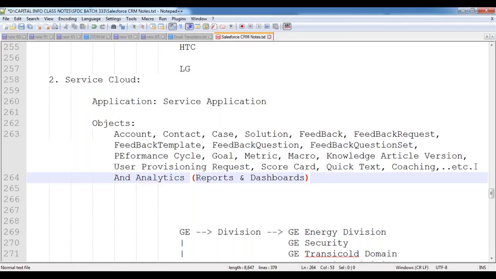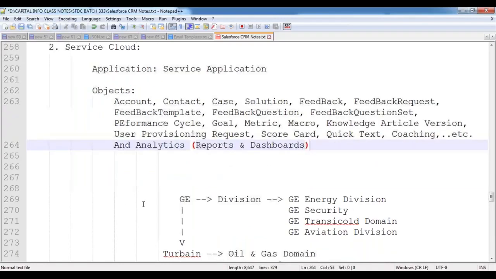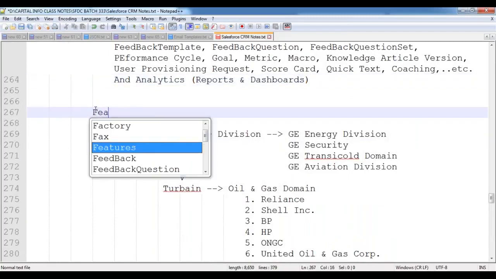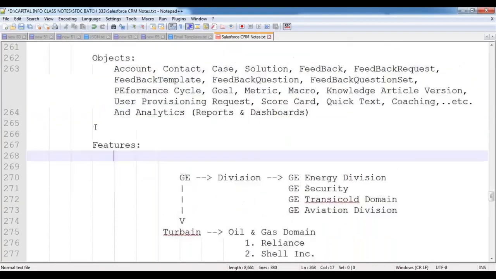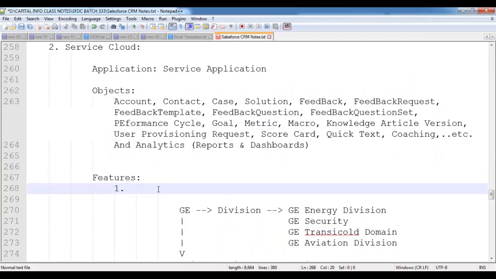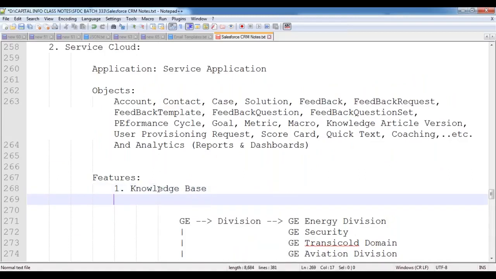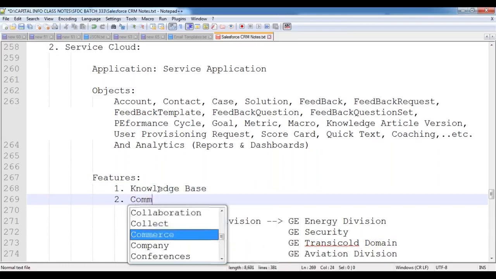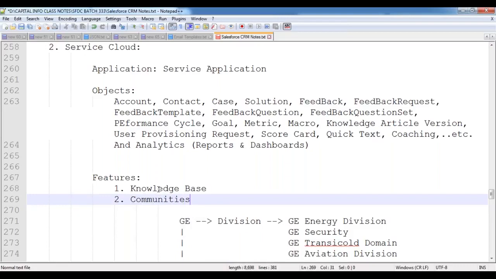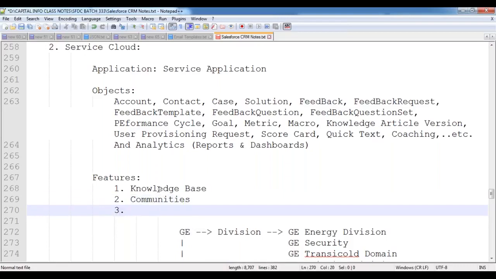Now, as part of the Service Cloud, Salesforce is not only giving the service application, Salesforce is giving some additional features also. Few more additional features have been given by Salesforce as part of this service application. The first feature is the knowledge base. Second one, the communities. Third one, live agent.